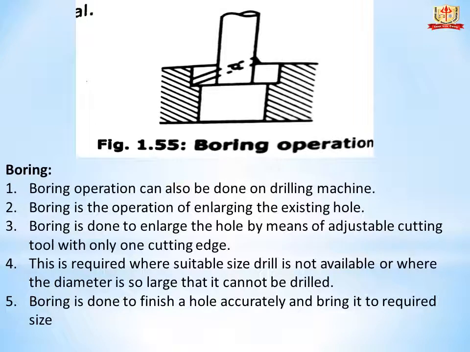Next operation is boring operation. First point, boring operation can also be done on a drilling machine. Second point, boring is the operation of enlarging the existing hole. Third point, boring is done to enlarge the hole by means of adjustable cutting tool with only one cutting edge. Fourth point, this is required where suitable size drill is not available or where the diameter is so large that it cannot be drilled. Fifth point, boring is done to finish a hole accurately and bring it to required size.